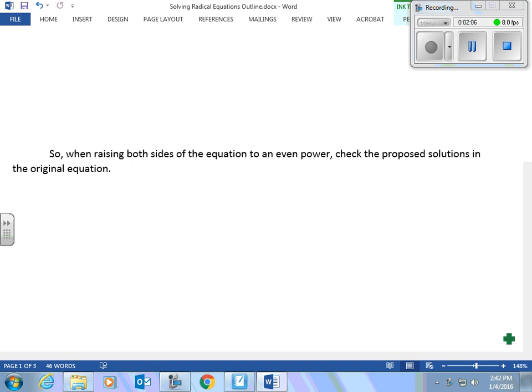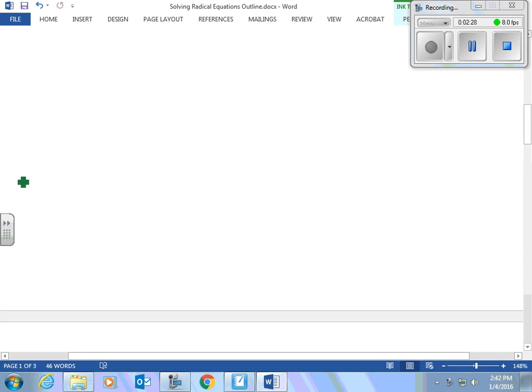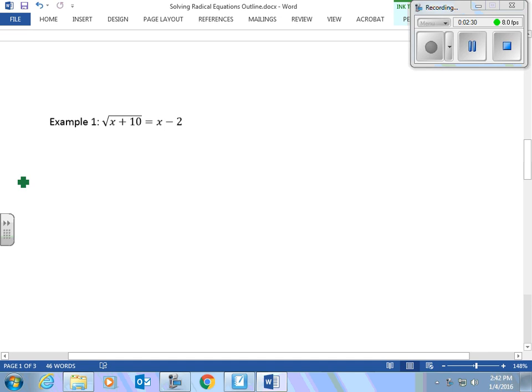So when we raise both sides of the equation to an even power, if we're doing that as one of the steps in solving our equation, we need to check the proposed solutions, because sometimes there'll be more than one solution in the original equation. So we have to go back to the original equation and check each of the answers that we get. So let's look at a couple of examples.